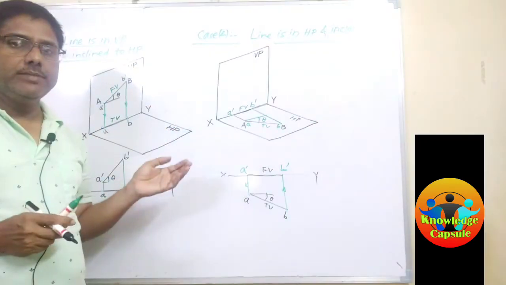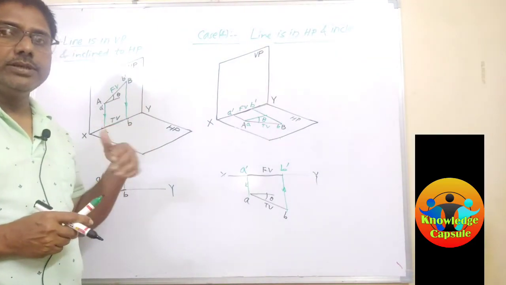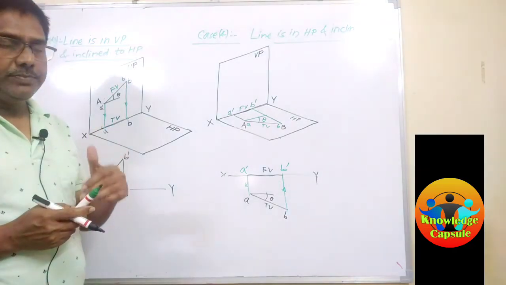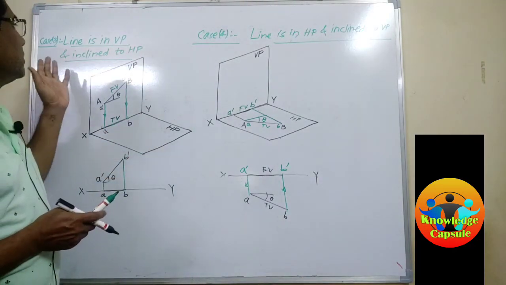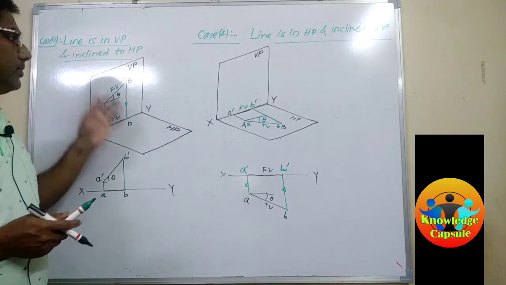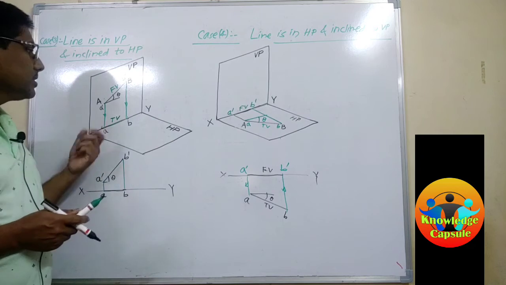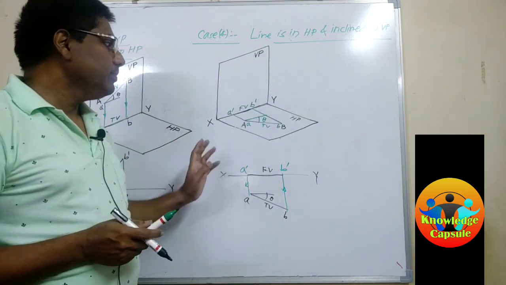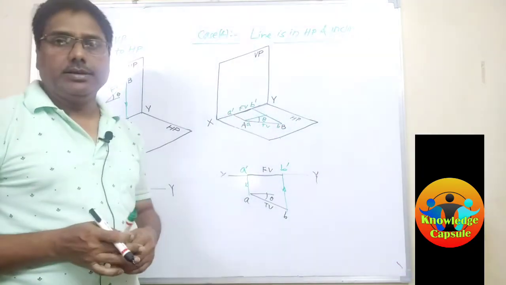So far we have studied line inclined to HP and parallel to VP in the first video. In the second video, line parallel to HP and inclined to VP. In this third video we have studied two cases, line is in VP and inclined to HP. We are getting top view on XY line in this case. In the next case, line is in HP and inclined to VP. Here we are getting front view on XY line as it is in HP.